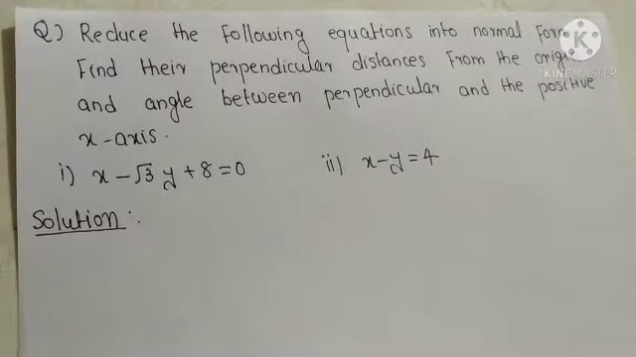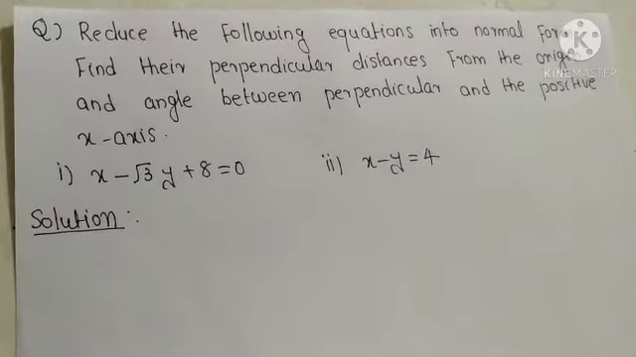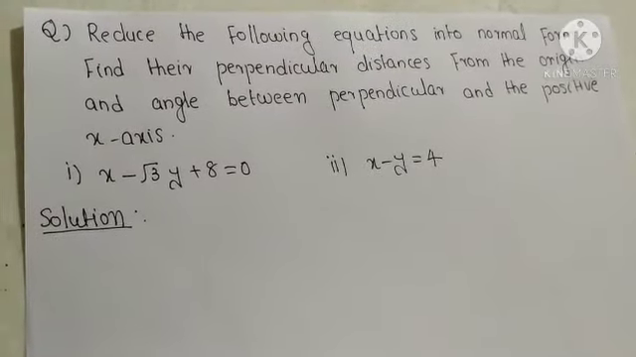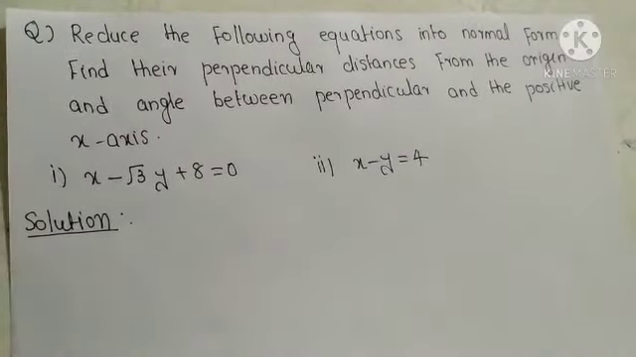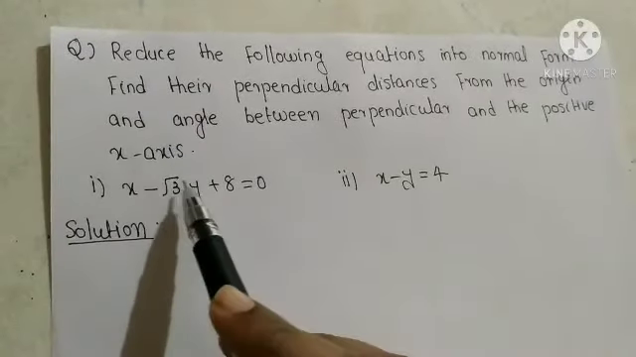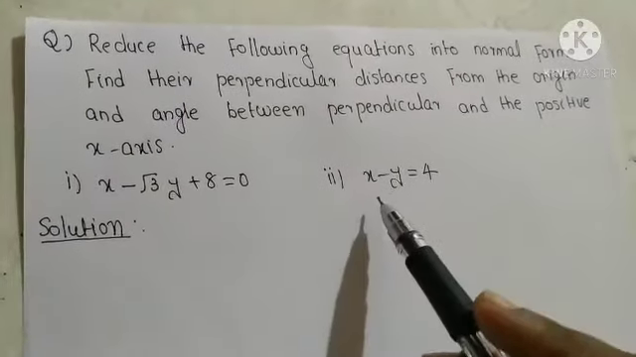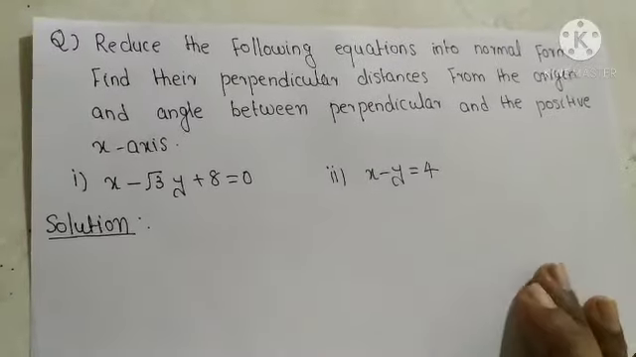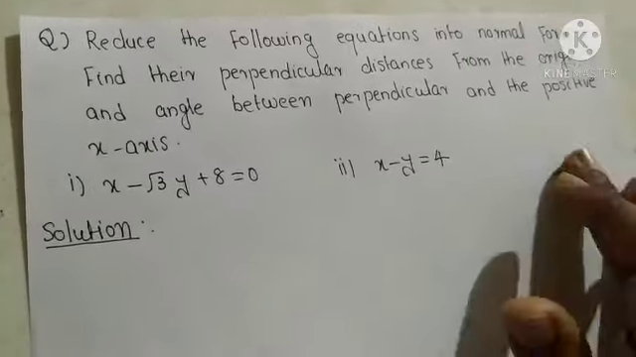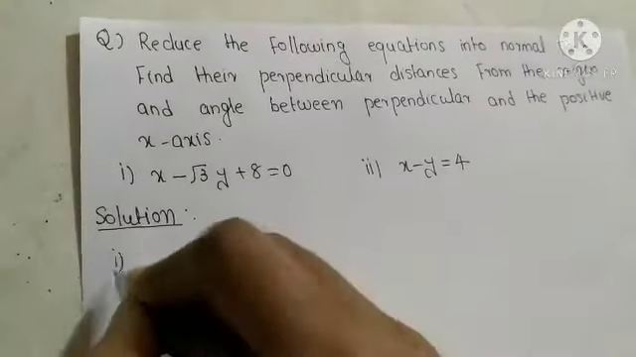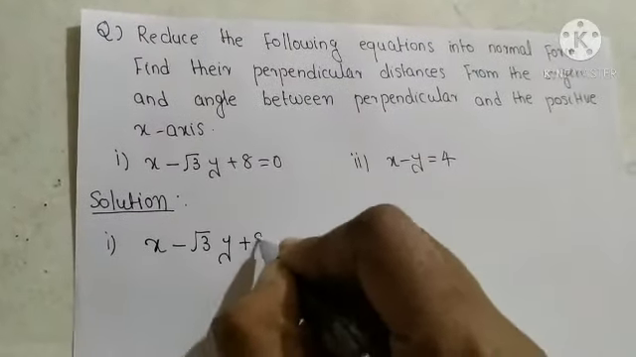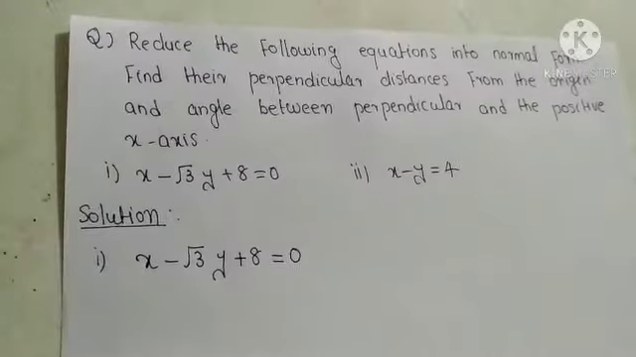This is our third question. Reduce the following equations into normal form. Find their perpendicular distance from the origin and angle between perpendicular and the positive x-axis. Okay. And the first part of the question is x minus root 3y plus 8 equal to 0. And the second part of the question is x minus y equal to 4. Okay. So here, taking the first question, x minus root 3y plus 8 equal to 0.